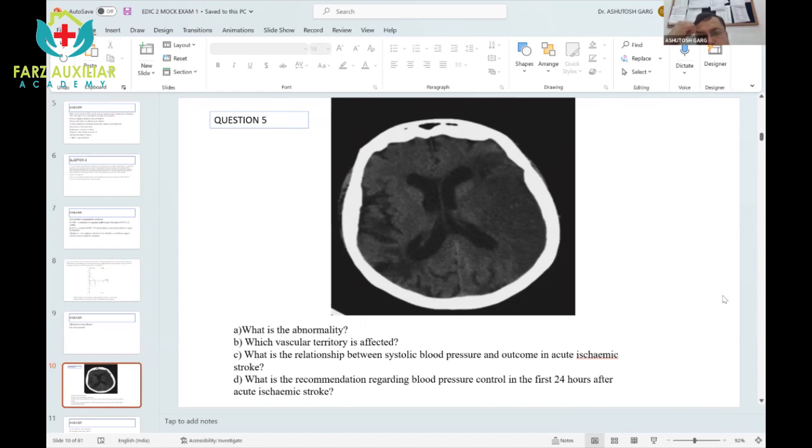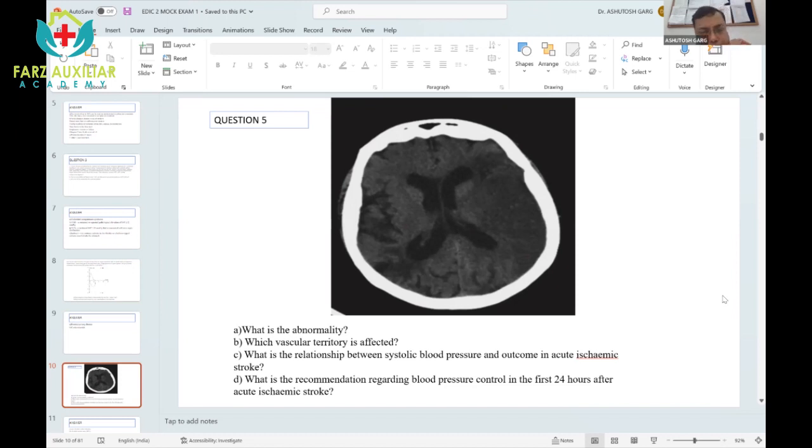Yeah. So this is the abnormality they asked. This looks like a left-sided large malignant middle cerebral artery infarct. Which vascular territory is affected? As I mentioned, what is the relationship between systolic blood pressure and outcome in acute ischemic stroke?